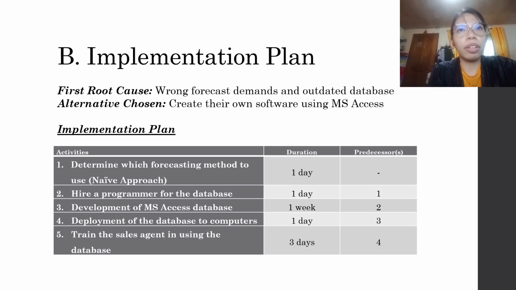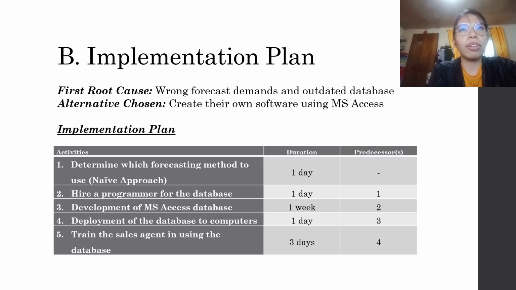Letter B, implementation plan. For this part, there is an implementation plan in each root cause and the chosen alternative. So for the first root cause, it is the wrong forecast demands and outdated database. The alternative chosen is to create their own software using MS Access. In the table, there is a list of activities for the implementation plan.